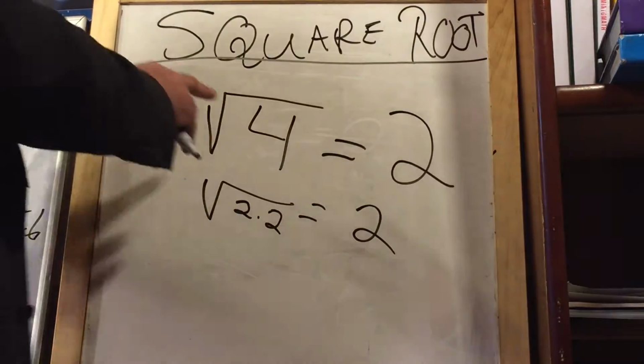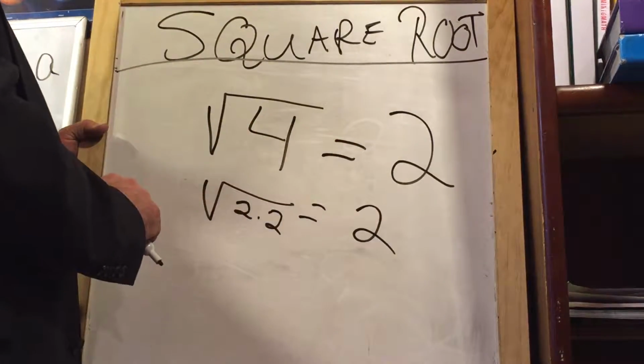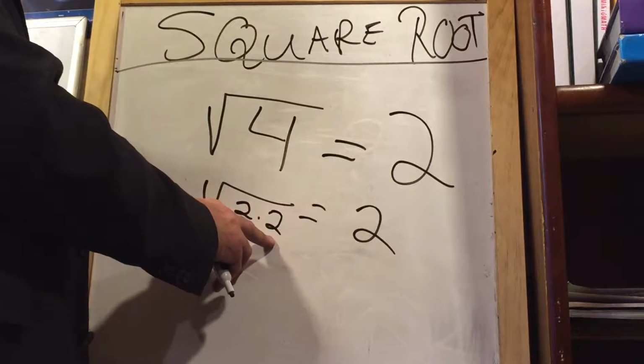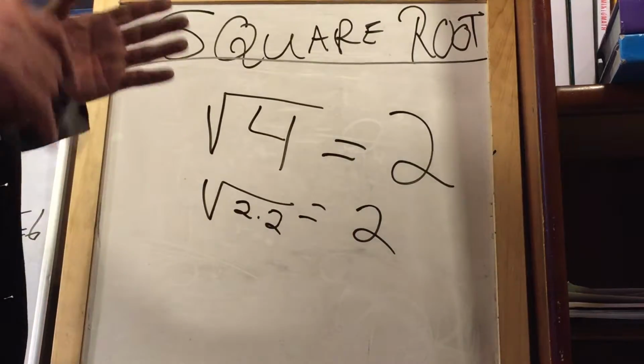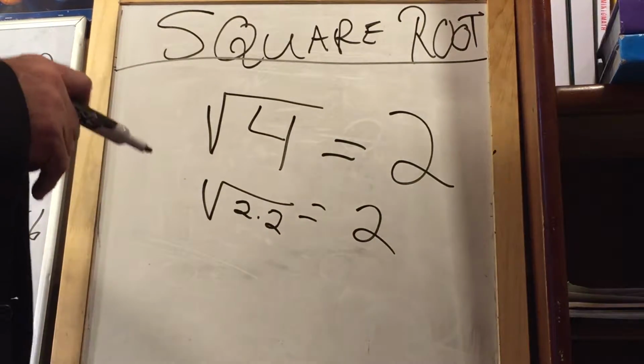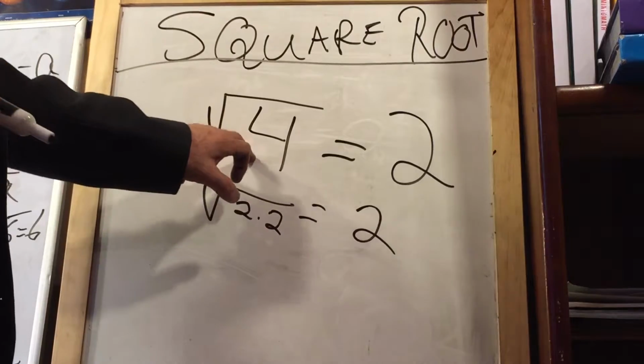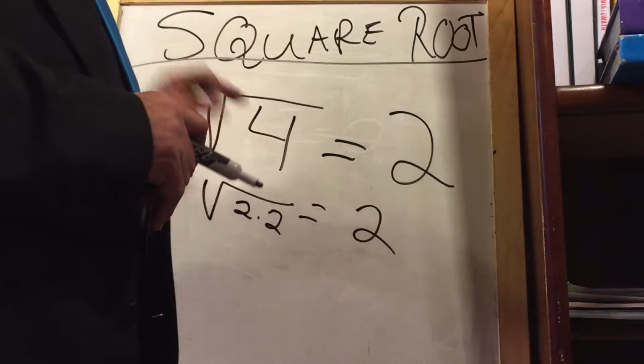Okay, so the square root of 4 is 2. 4 is 2 times 2. So the answer is 2. So what is the number? You multiply it by itself to get the number underneath the square root sign.